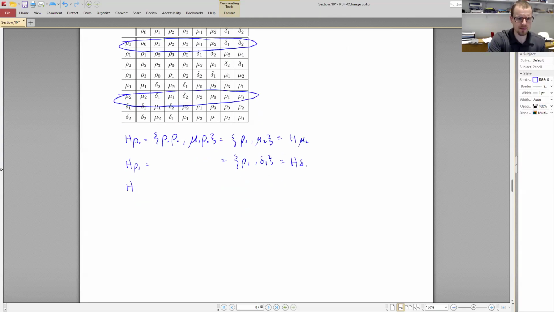Now, if I multiply on the right by row 2, row 2 gives me row 2 and mu1. Row 2, mu1. That's the same as multiplying on the right by mu1. When I multiply on the right by row 3, I get row 3 delta 2. That's the same as multiplying on the right by delta 2.